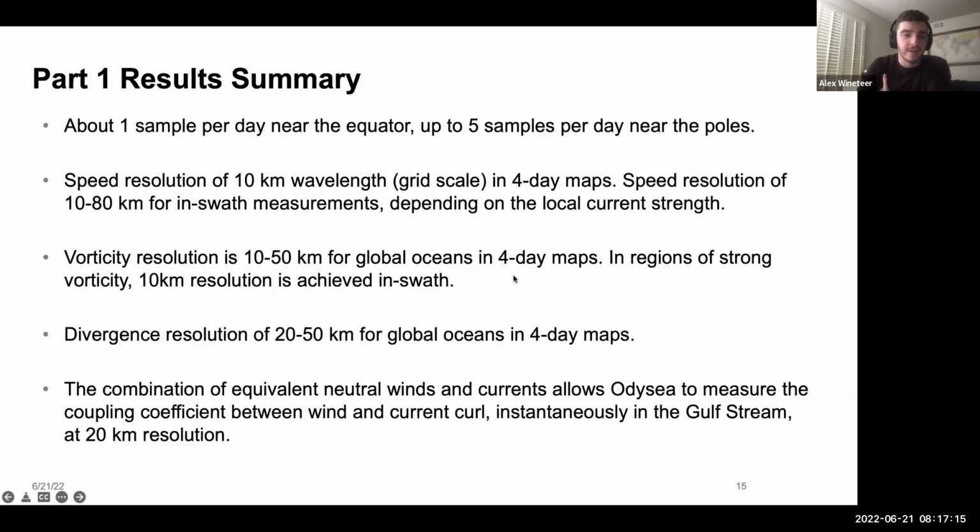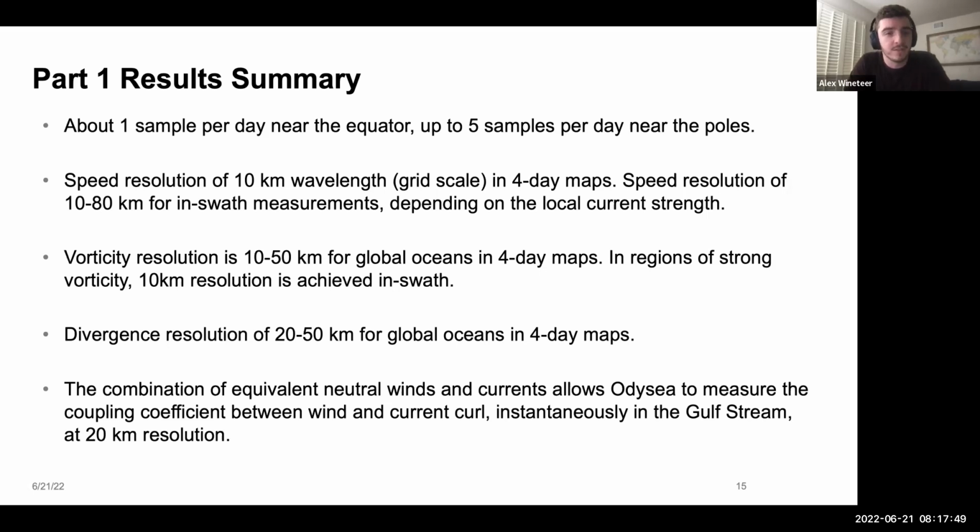Okay, so that was part one, just looking at some of the resolution and the simulator results that we can get for Odysea. We can get around 1 sample per day near the equator, up to 5 samples per day near the poles. The speed resolution of 10 kilometers resolves the grid scale in 4-day maps. And then if you look at instantaneous in-swath speed resolution, we're looking at between 10 and 80 kilometers, depending on the local current strength.